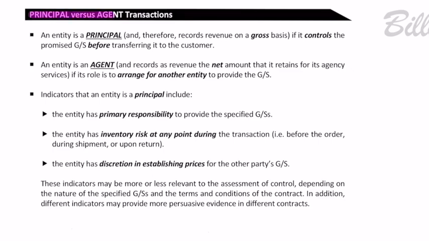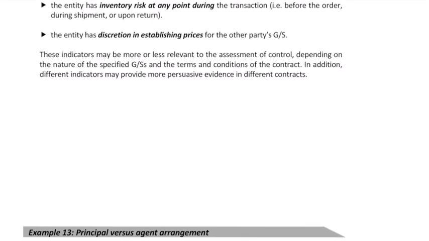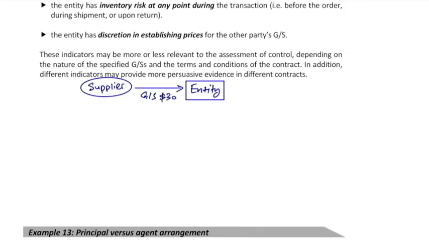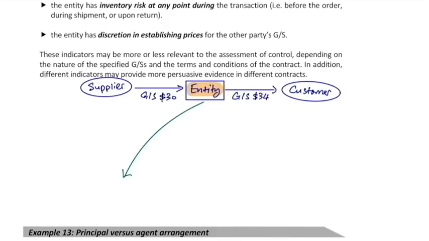Principal versus agent transactions. For example, the supplier provides goods and services to the entity at $30. The entity provides goods and services to the customer at $34. Should the entity account for this transaction based on gross basis? Or should the entity account for this transaction based on net basis?